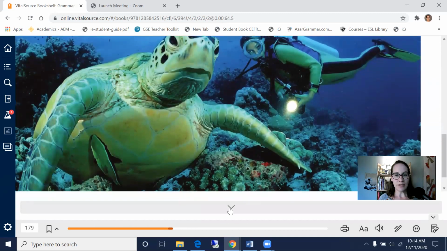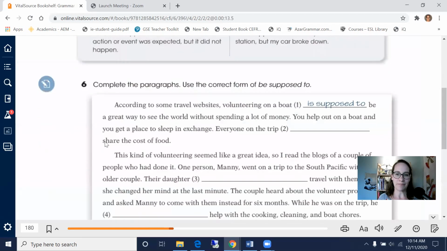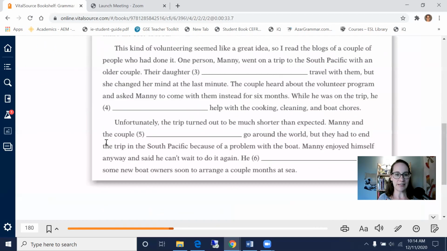And then I want to go on to the next page and look at the next chart because this is also talking about modals, but with obligation and expectation. So if you are supposed to do something, then usually we're talking about what you are needing to do, but maybe you haven't done it yet. And so that will be exercise 6.